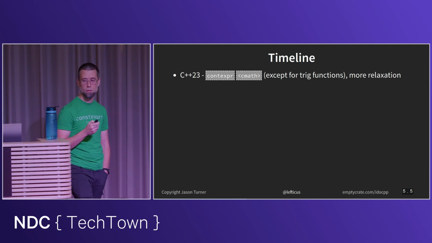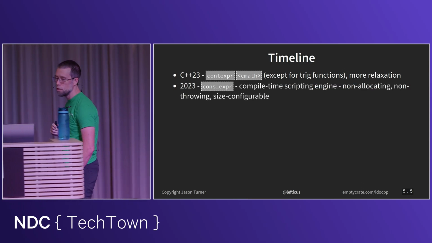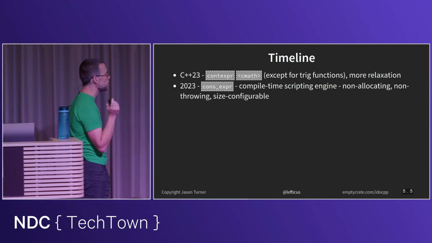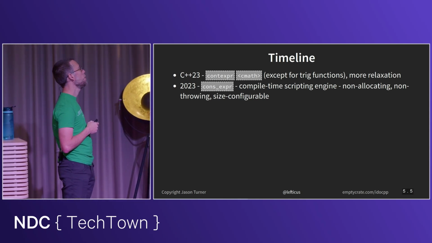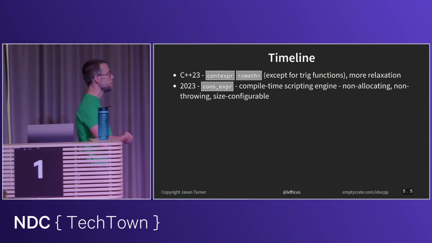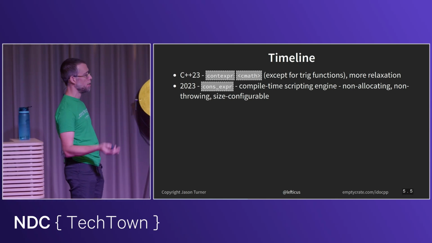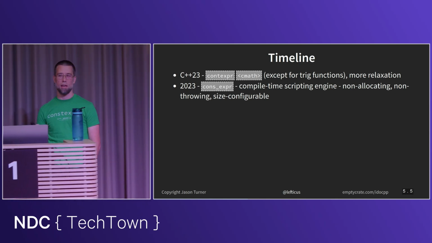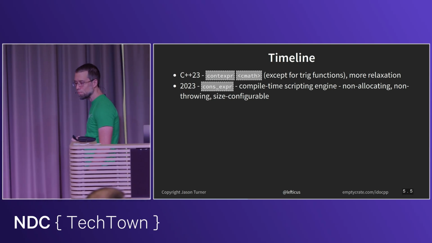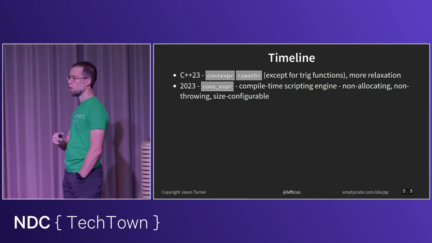I think so. In 23, I was again playing around with this stuff, and I made an embedded scripting engine called ConstexprScript, which is a fully compile-time capable scripting engine that's non-allocating, non-throwing. You can configure its size at compile time, like its actual memory size and whatever. You can execute script at runtime or compile time.